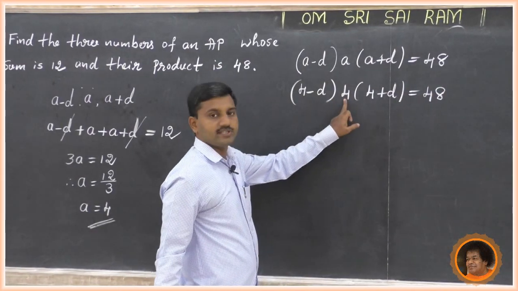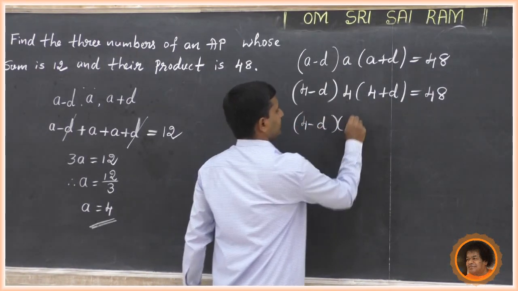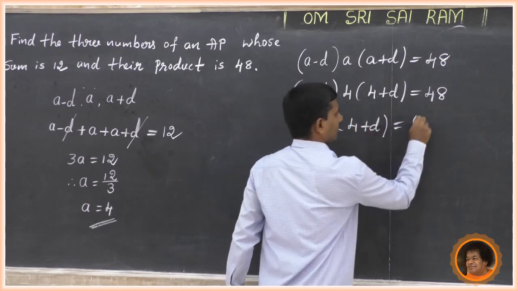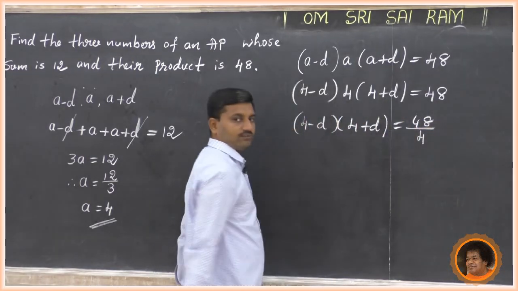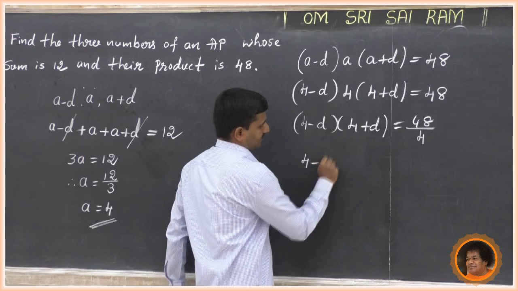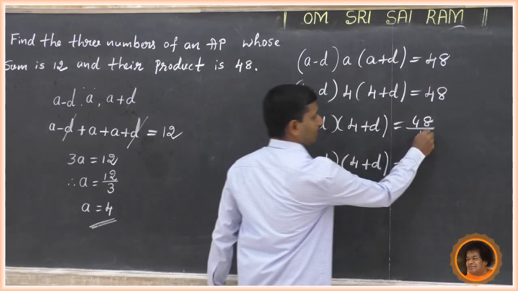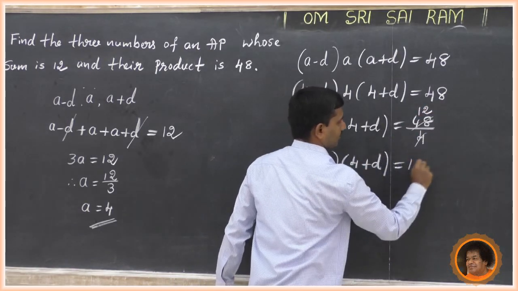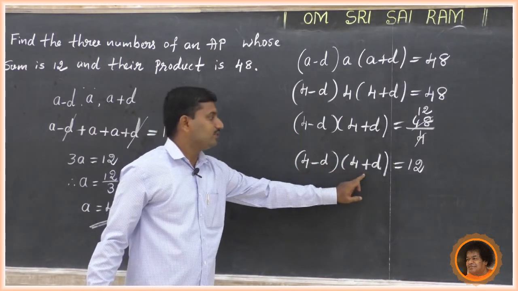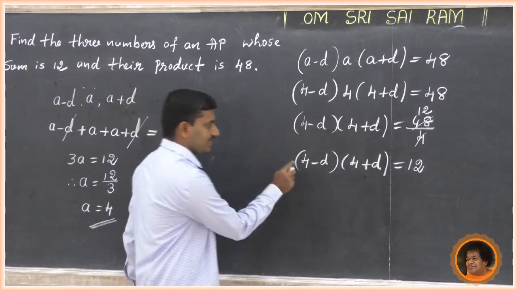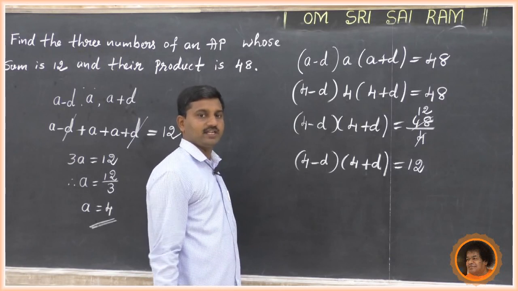Here the constant term 4 is there. Now transpose that term: 4 minus d into 4 plus d equals 48 divided by 4. So 4 minus d into 4 plus d equals 12, since 4 times 12 is 48. Just look at the left hand side: 4 minus d into 4 plus d is in the form of a minus b into a plus b. That is an identity: a plus b into a minus b is a square minus b square.